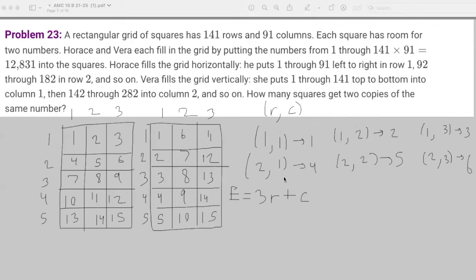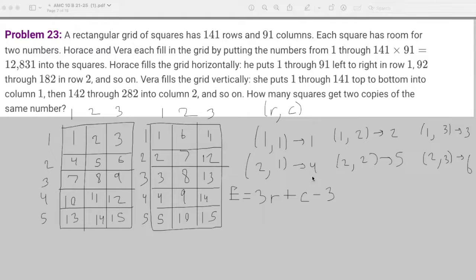Okay, and now we just have to adjust this by a constant. In this case, for example, if we try 1 comma 1, we get 4 instead of 1, so we have to subtract off 3 here. I didn't really rigorously show why this formula works, but hopefully it's convincing enough that every time we increase r by 1, the entry he puts in increases by 3, and every time we increase c by 1, the entry he puts in increases by 1.